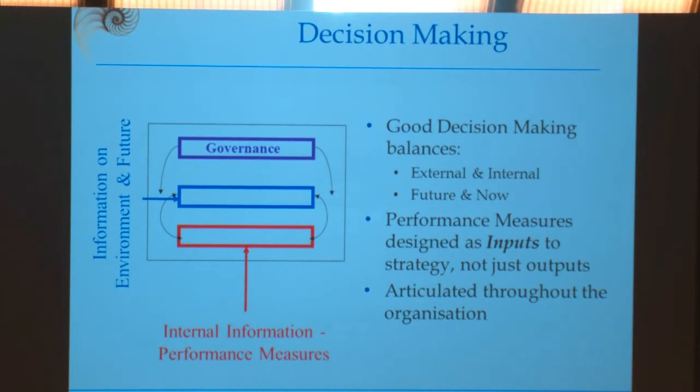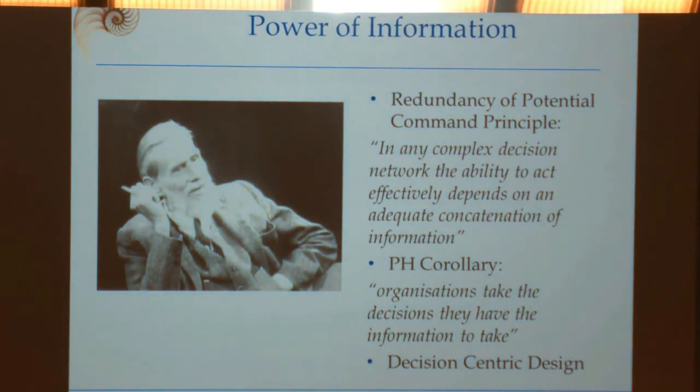This genial old cove here is Warren McCulloch. So Warren's the guy who did all the research work on neural networks, or the initial research work on neural networks. And this is the redundancy of potential command principle. In any complex decision network, the ability to act effectively depends on an adequate concatenation of information, having the right information mixed together. My corollary to that, Patrick Hoverstadt corollary, is organisations tend to take the decisions they've got the information to take. It's not an absolute predictor, but I reckon it's right about 80% of the time. If you look at the information that decision makers have got, you can generally predict the decision they're going to take. So from an EA point of view, you are not totally determining, but seriously influencing the future direction of the organisation by the information that you design.